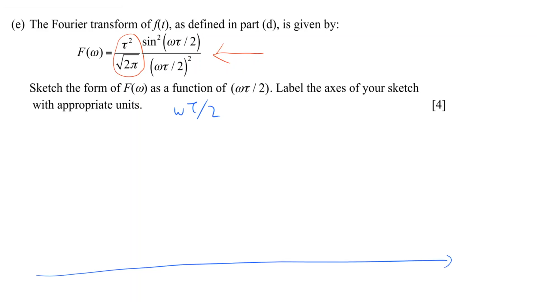Now because it's a sinc function squared, the function is never going to be negative. We can mark on some suitable points, pi, 2 pi, and also minus pi and minus 2 pi. We know that the sinc function will go to 0 at integer multiples of pi. So just like a normal sinc function, the sinc function squared is going to be non-zero at 0, and so we can draw the point there, and then it's going to come down to 0 at pi.